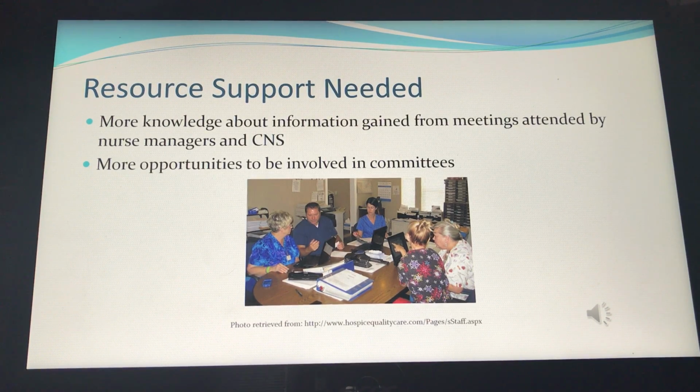She also wishes that there were more opportunities to be involved in committees. There are a few committees that you can be involved in on the unit, but they require you to be in that committee for at least 2 years. Some nurses don't know if they will continue to work on this unit in 2 years, so this is another area for leadership support that could be improved.